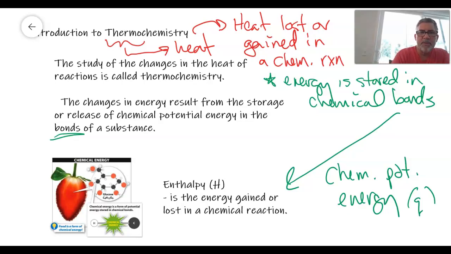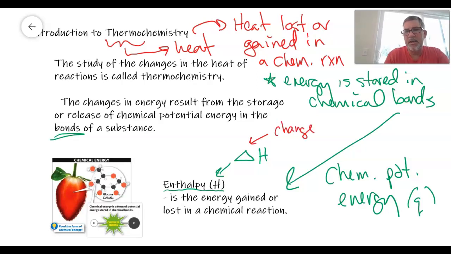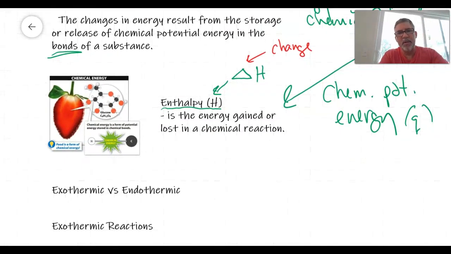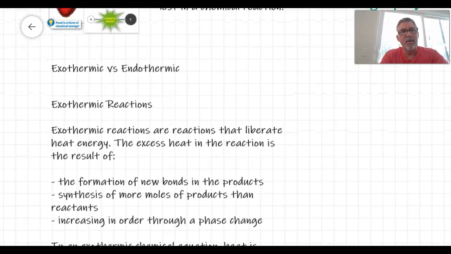So thermochemistry, the unit of thermochemistry is enthalpy, H, and when you see a delta H, remember this triangle here means change, right? So delta H is the change in chemical energy from reactants to products. Okay, so now we got that out of the way, let's move on.